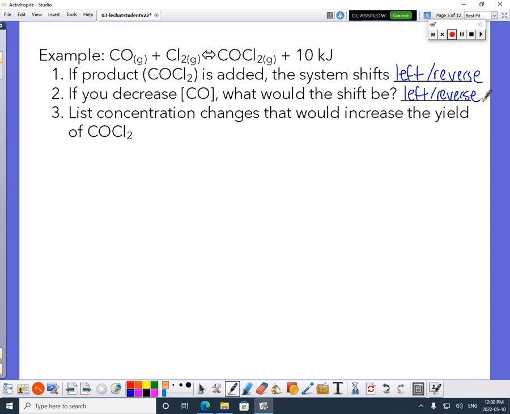Let's do this one. Okay, so now let's do number 3, and we can explain a little bit more. So it's a different kind of question. So in this case, I've told you I want you to increase the yield of COCl2. So in order to get more COCl2, what shift would we want? Forward or reverse?